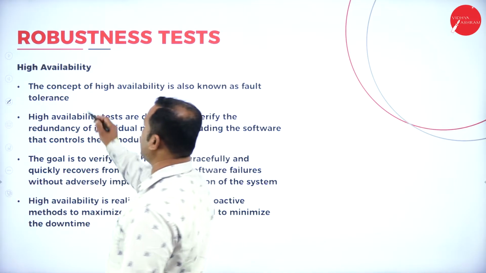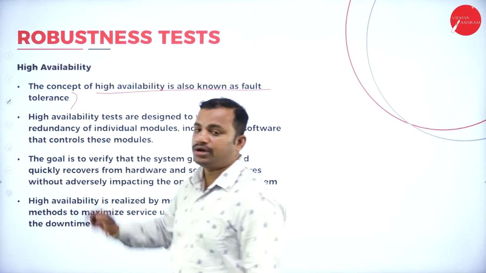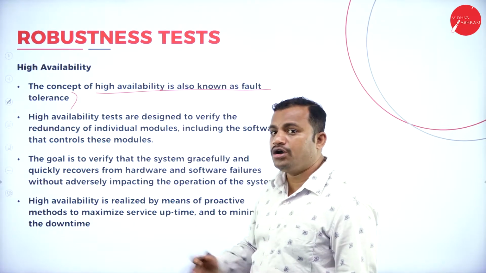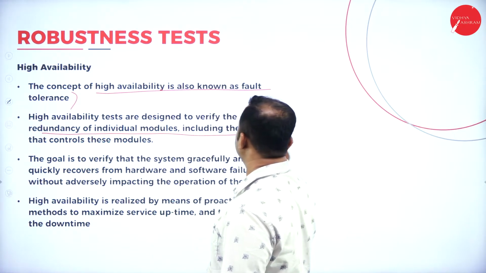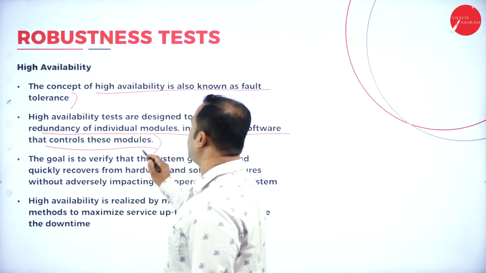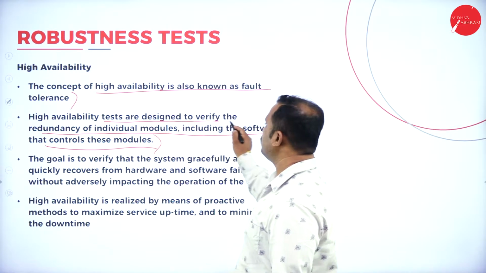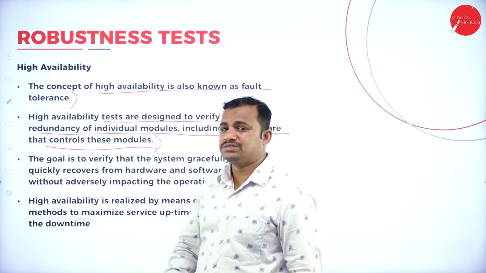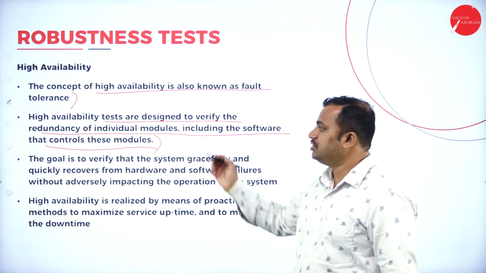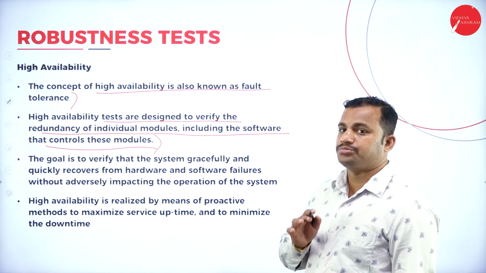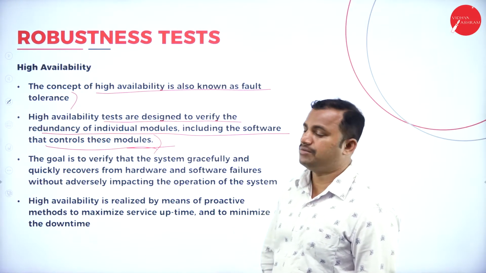Then high availability. High availability is also known as fault tolerance. That means the program or the system must work for a longer period of time. It is the redundancy of individual modules, including the software that controls these modules, must be made available. That means the tests are designed to verify the redundancy. That means the irrelevant information, the repeated information that occurs in the individual modules, has to be rectified very properly in these modules with the help of the high availability test.